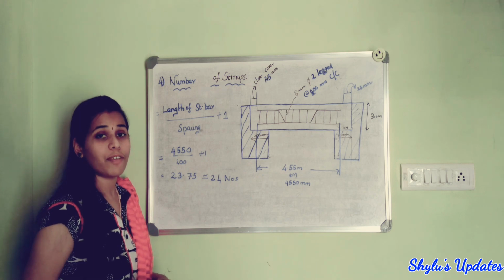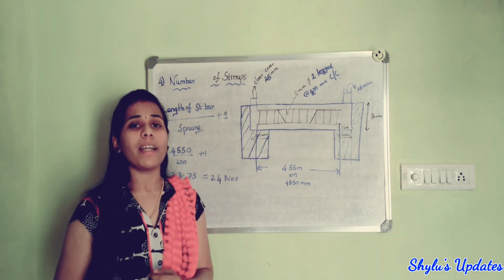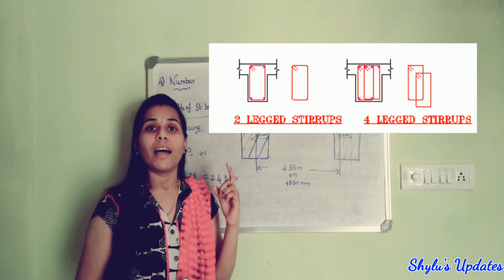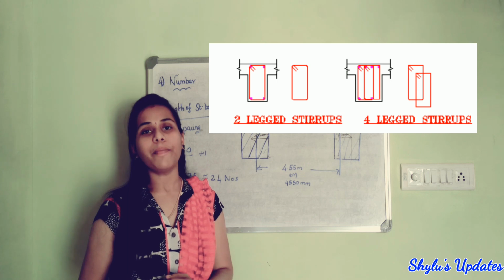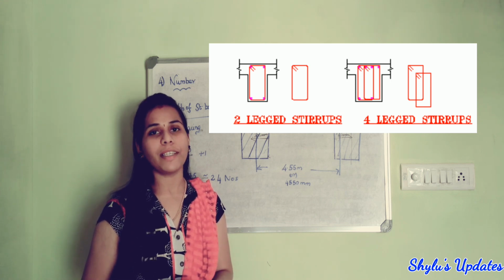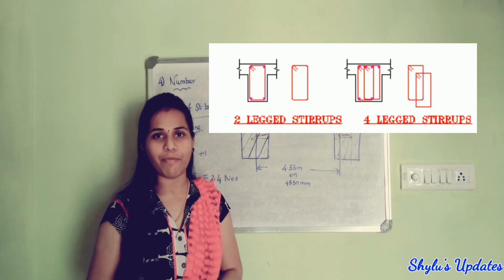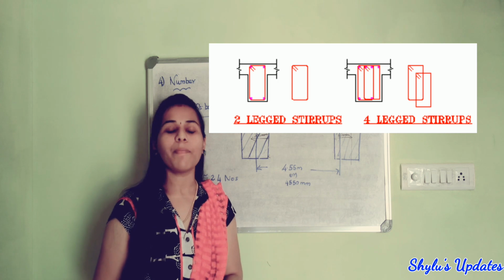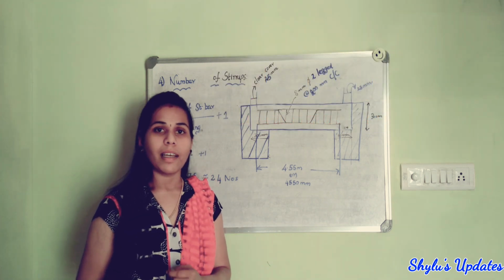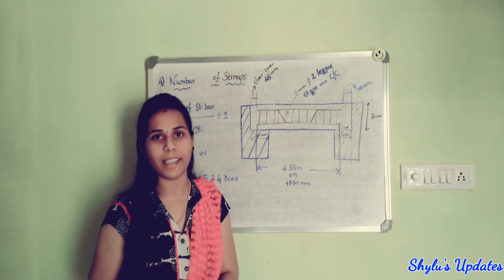Another thing I forgot to tell you: here we have used 2-legged stirrups. So what's the main difference between 2-legged stirrup and 4-legged stirrup? 2-legged stirrup is used in beams with relatively short depth, and 4-legged stirrup is used in beams with longer web width. So this is the main difference. Next step is we have to find the total weight. Before that we have to write all those results.